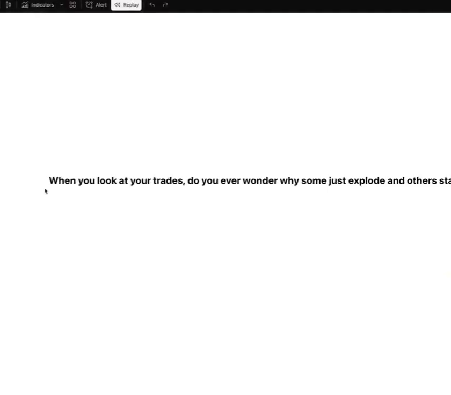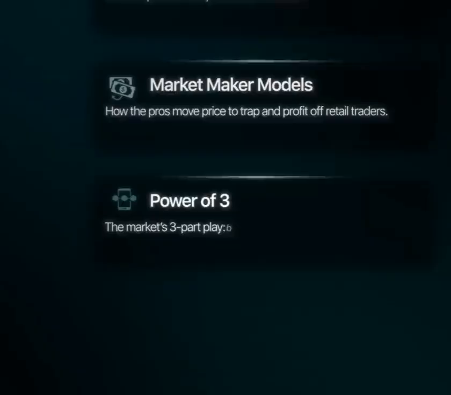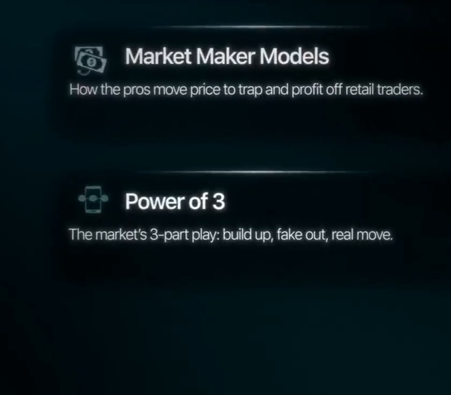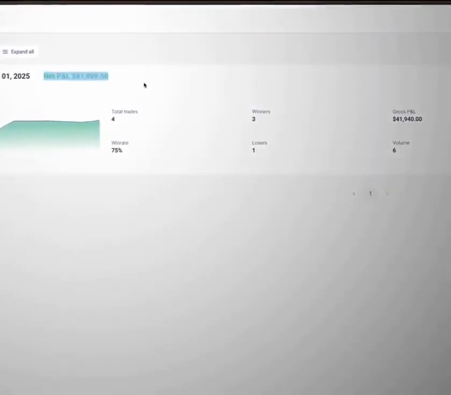Now I remember whenever I started trading, I would look over my trades and wonder why some of them exploded and were great trades while others stalled and were very slow moving. And that is where the power of three comes in. And this is one of the most powerful concepts. This helped me make $41,000 in a single day just using the power of three.